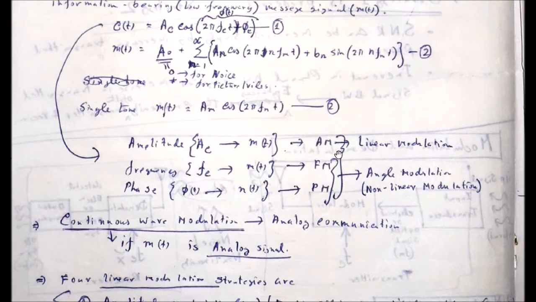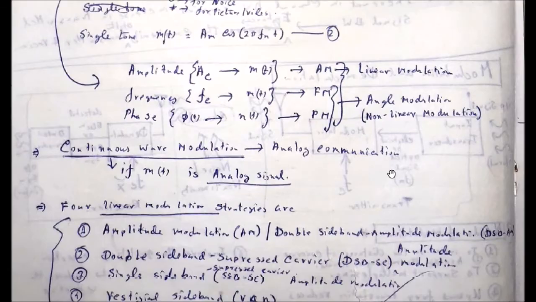So remember that frequency and phase modulations are also called the angular modulation together, and these are non-linear in nature. Only the amplitude modulation is linear in nature, but FM and PM, frequency modulation and phase modulation, are non-linear in nature. I will discuss these 2 types of modulation in the next chapter. In this chapter, we shall talk about the amplitude modulation only.